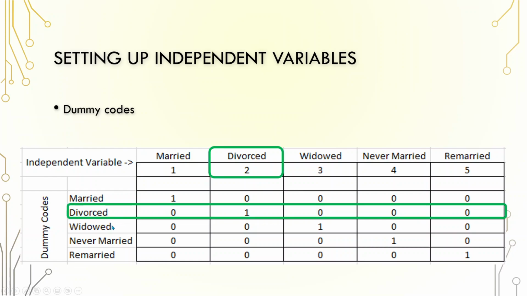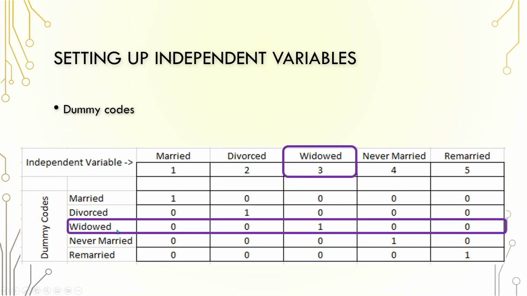Then we're going to create a variable called divorced, and it's going to follow that same pattern, but the number's slightly different. So everybody who was divorced, or scored a 2 on that original marital status variable, we're going to code them a 1. And everybody else, the married, widowed, never married, and remarried, are all going to get coded a 0. That's because this variable is called divorced. So 1 means divorced, and all the other zeros mean not divorced. Then we just keep going down that line.